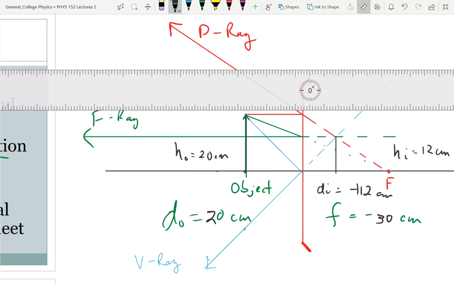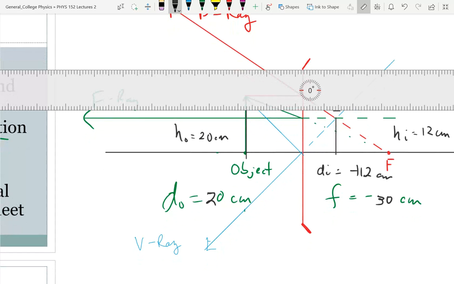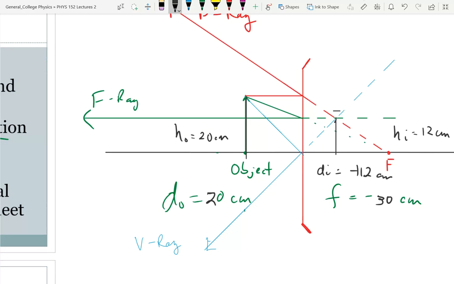Why did I put minus 11.2? Because it's on the other side of the mirror. Right, because it was on here. The other side of the mirror. It was a virtual image for a single optic. If it's a virtual image, it's always a negative image distance. So there's our ray construction.